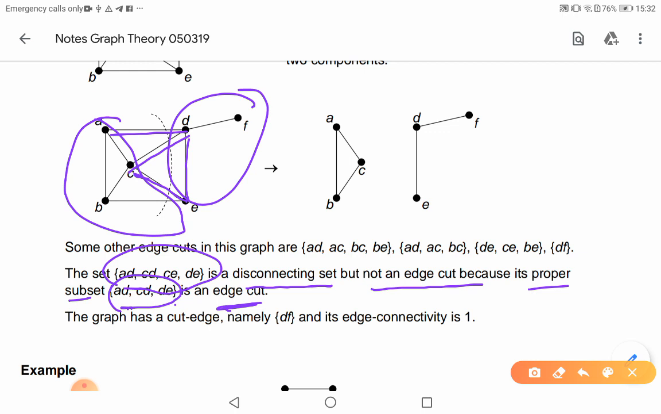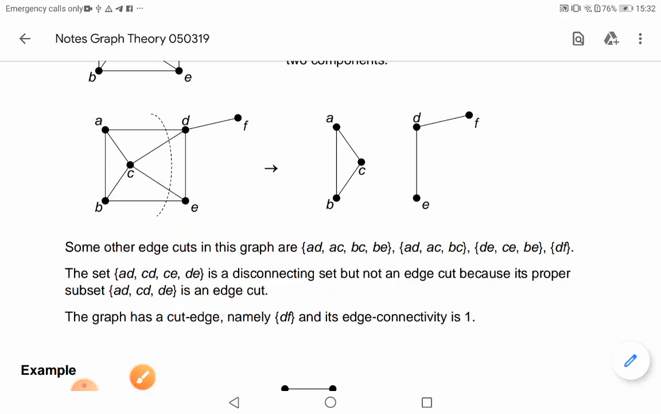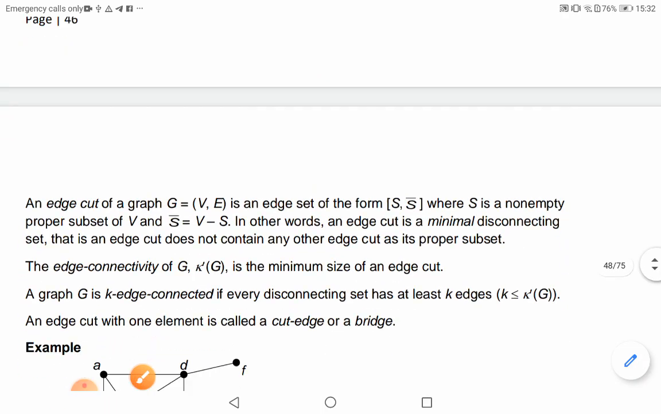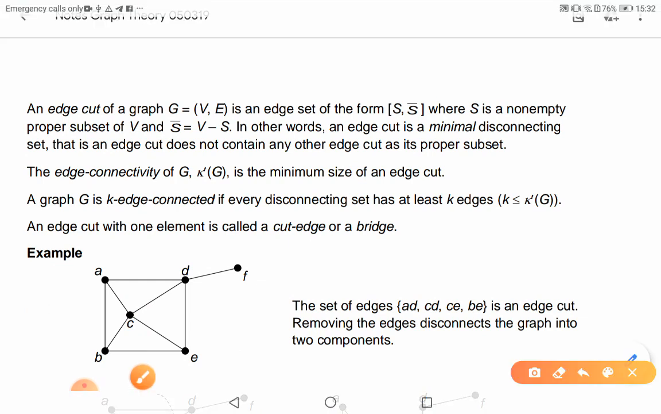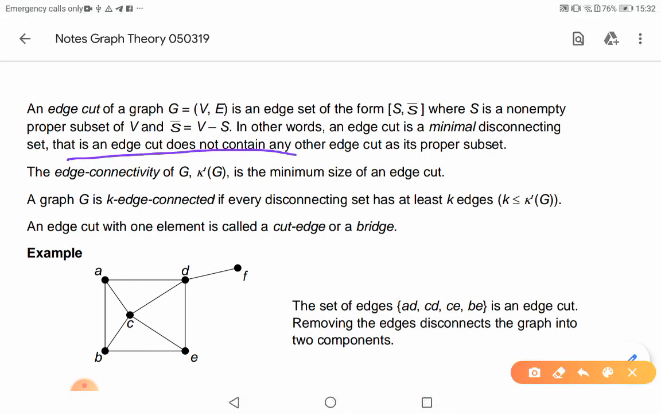Because it's enough if you cut AD, CD, and CE only, it will disconnect the graph. Okay, it's said here in this line. It is not in any edge as its proper subset. Okay, minimal disconnecting set. You have to find the minimal disconnecting set.